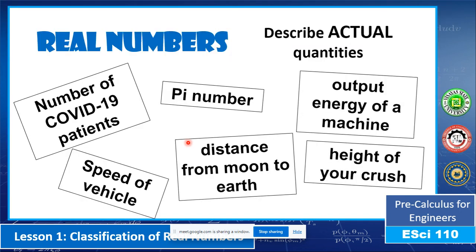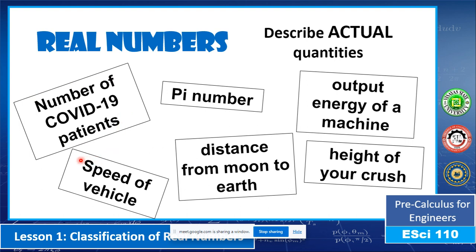So let's start with real numbers. When we talk about real numbers, by the word itself, these are actual numbers that you can quantify. So it describes actual quantities. What are these actual quantities? For example, we can describe the number of COVID-19 patients. As of now, in the Philippines maybe 100,000. We can quantify it. That 100,000 figure is a real number.